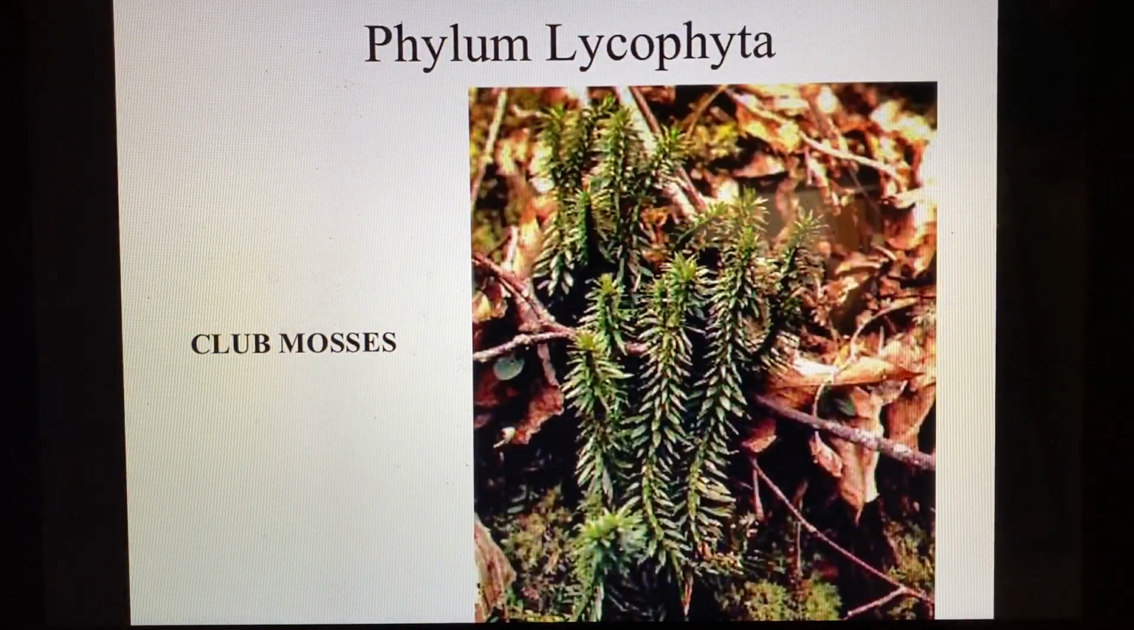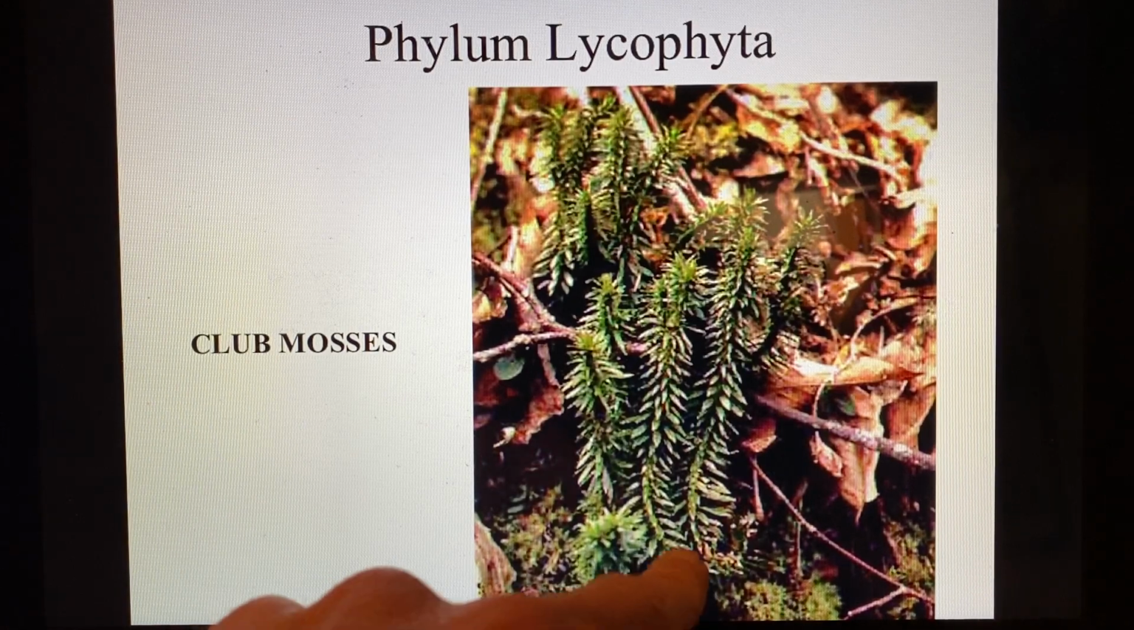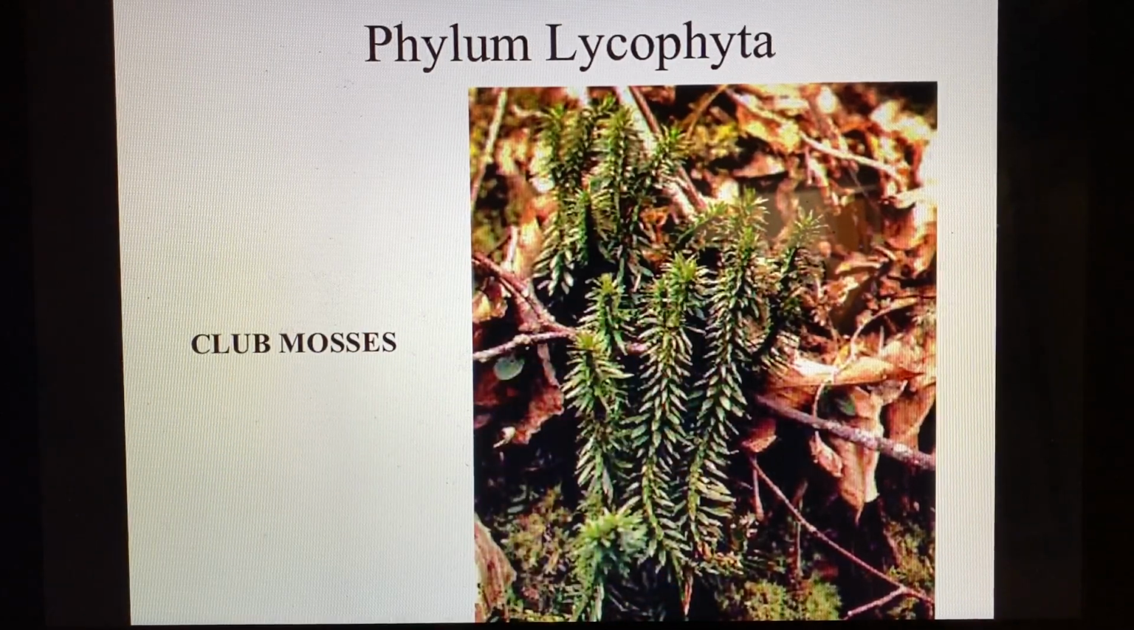Okay? Here's what they look like. And I know you've seen this. If you're a turkey hunter, you've seen these for sure because they're out right now. They try to get going before the canopy gets too thick. So they look like little miniature pine trees. That's a club moss right there.